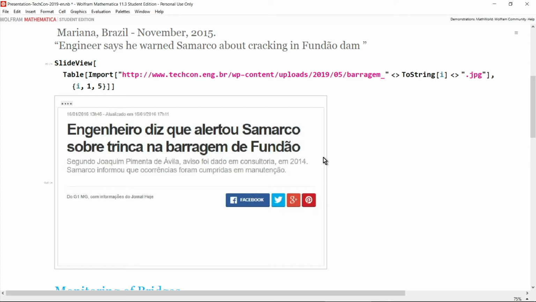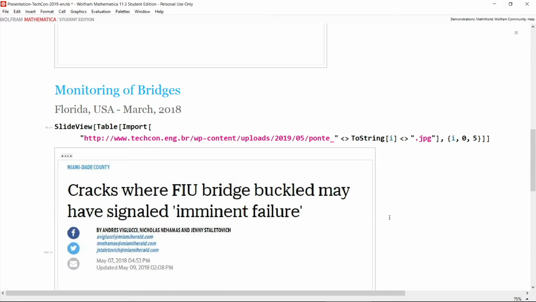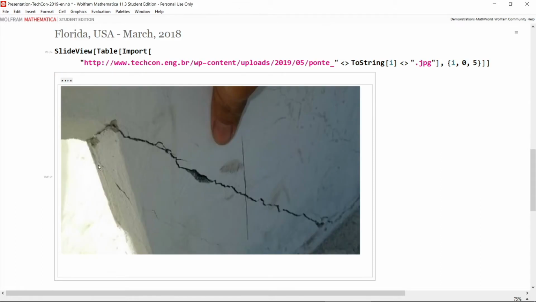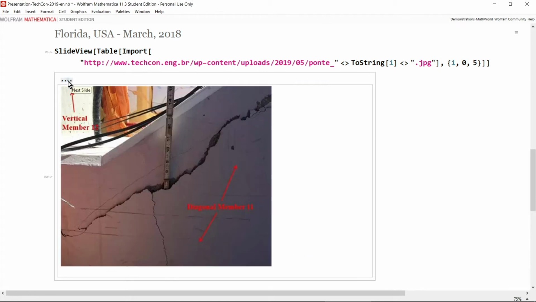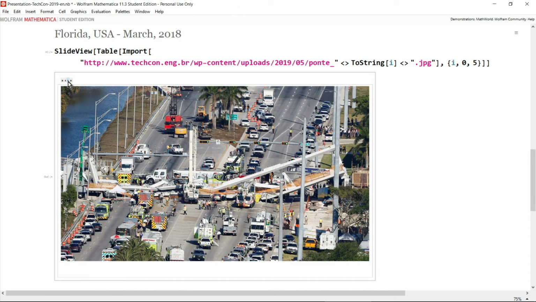And now we know what happened. This is an example near to you in Florida. A bridge fell after they found cracks and nothing was done. Here are some more pictures of what happened in this disaster.